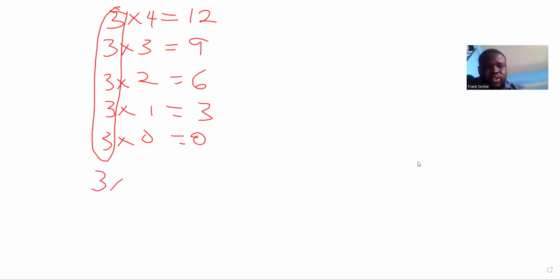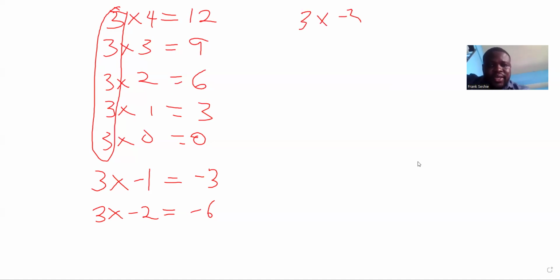So if I reduce 0 by 1, I'm going to have negative 1. And it means the previous answer should also reduce by 3. So if you're reducing 0 by 3, it should be negative 3. If I multiply this by -2, I'm going to reduce -3 by 3, that will be negative 6. If I reduce -2 by 1, I'm going to have negative 3. And that will mean I reduce the answer, which is -6, also by 3, and that will be negative 9.